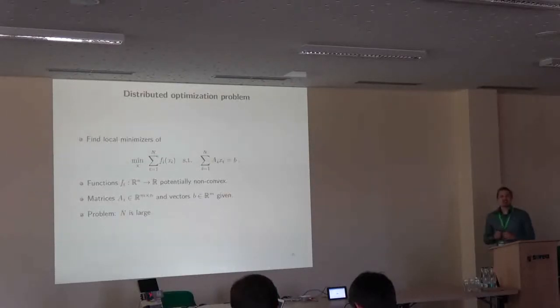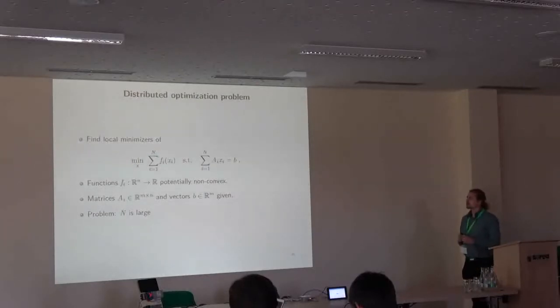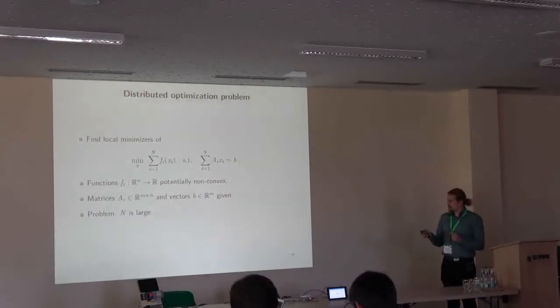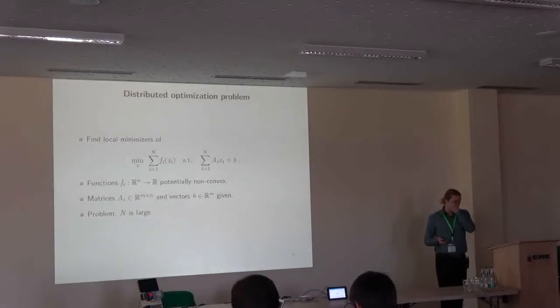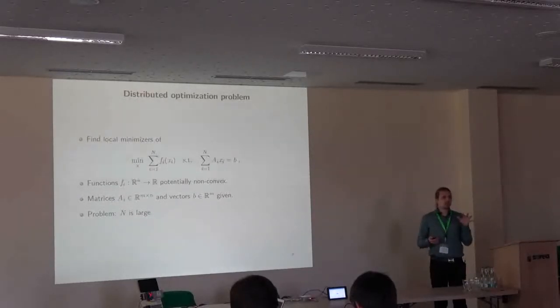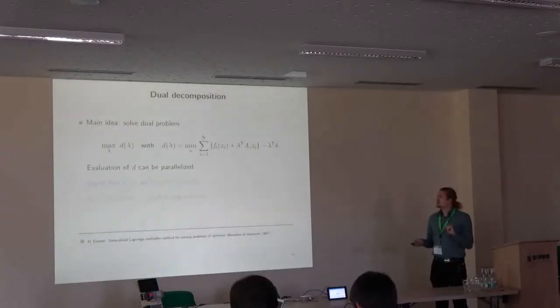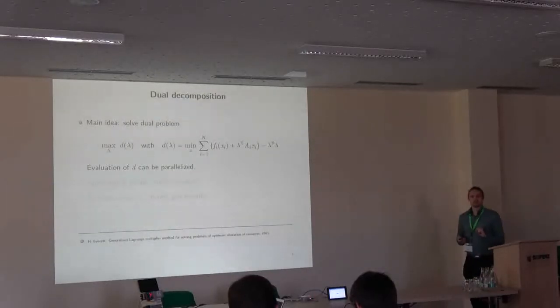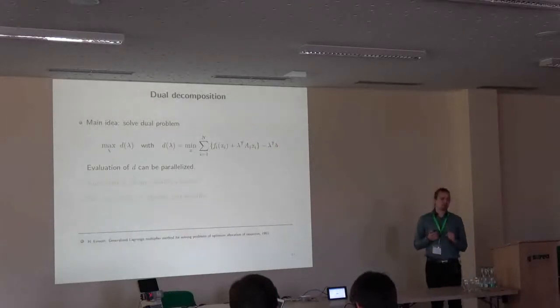So actually, just recall the optimization problem that we want to solve is a coupled optimization problem, but the coupling is only in the affine constraints. The functions fi are potentially non-convex. One way to solve this optimization problem is, well, if the functions fi are convex, there are plenty of algorithms around. One of them is the so-called dual decomposition method. And here the main idea is to solve the dual problem rather than the primal problem.